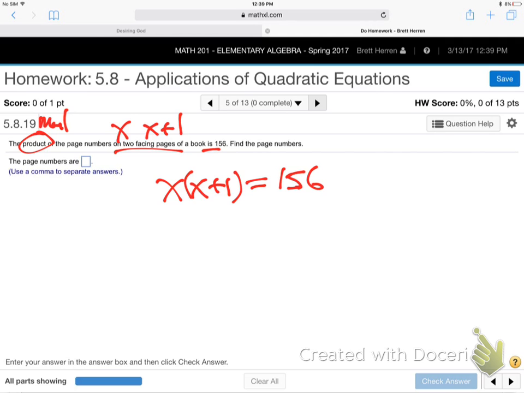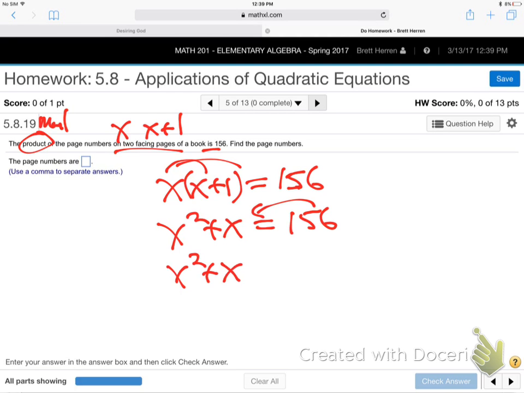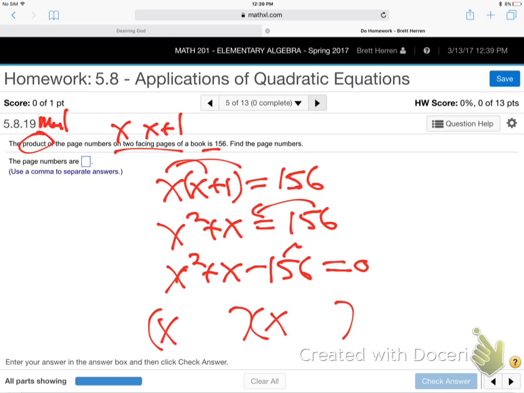Yeah, so then you distribute. X squared plus x is 156. X squared, sea monster. What are we going to do? Get a 0. Bump this 156 over. This time I'm moving the 156 this way. Get a 0. Use your calculator. You're looking for two numbers that multiply to be 156, add to be 1. Use your calculator.